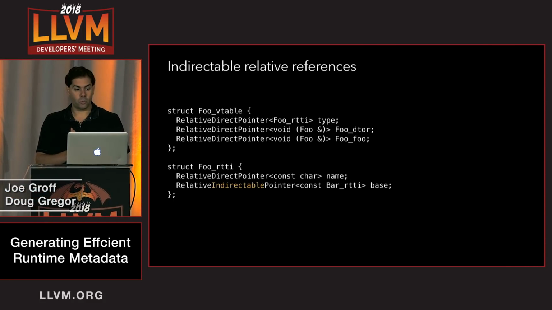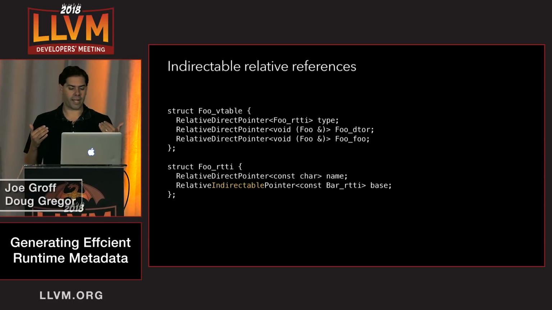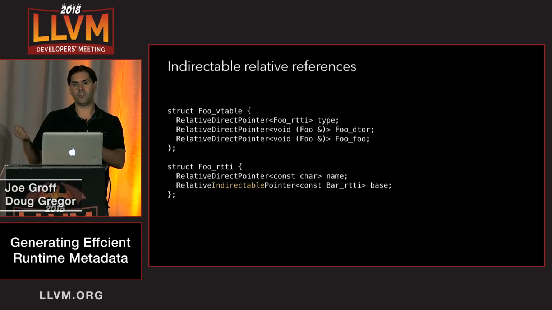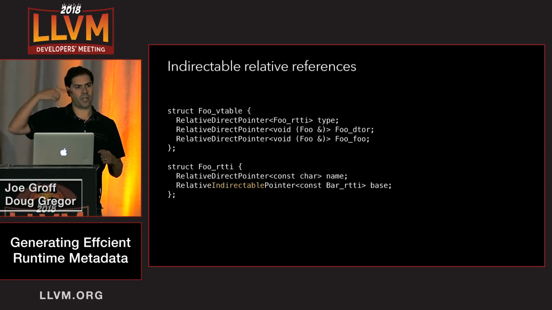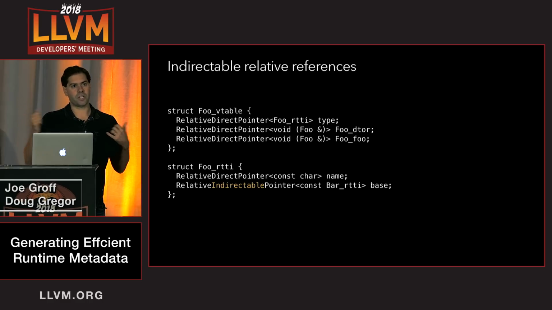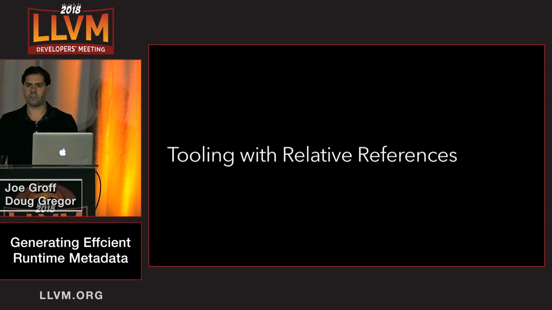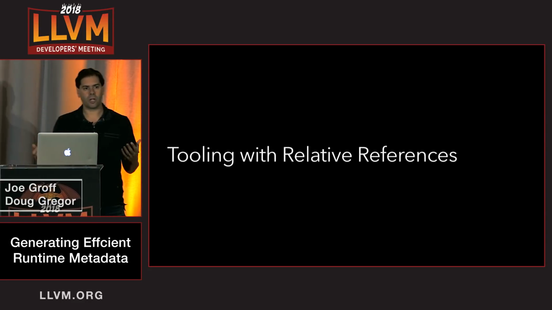OK, so we can bring this relative indirectable pointer back and use it for our base class. And this sort of gives us the best of both worlds. So the base here can refer to a class that's in another image, and that's fine. It'll go through one level of indirection. Alternatively, if the base class is in your own image, you can refer directly to it and then save yourself the GOT entry. OK, so we've talked through relative references, how to make them work within an image, across images, to try to make metadata more efficient.